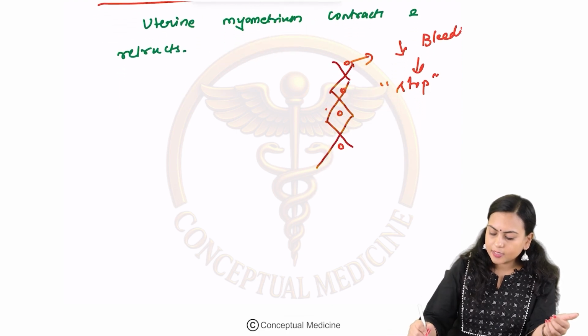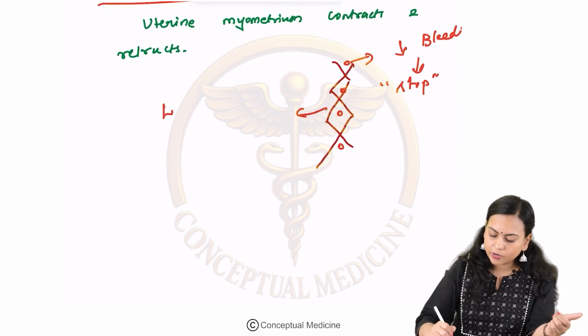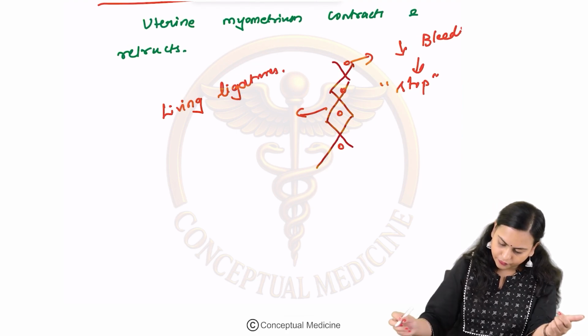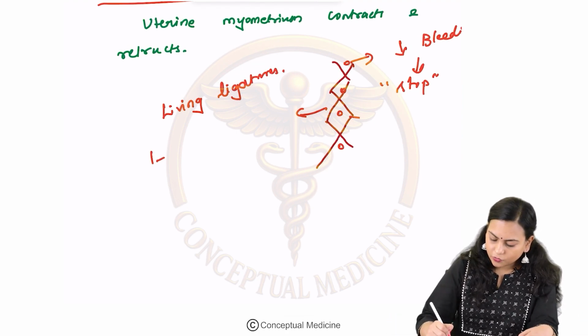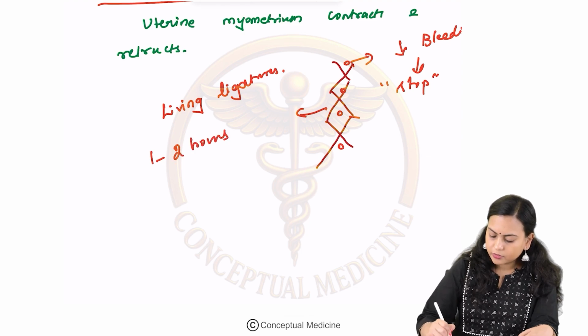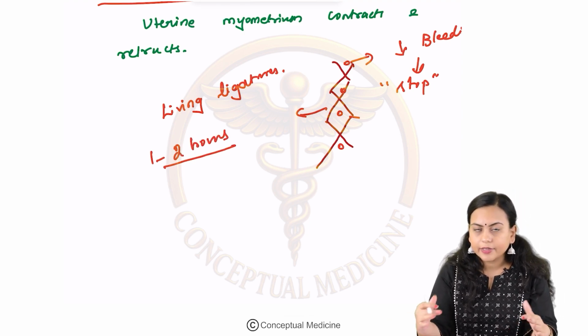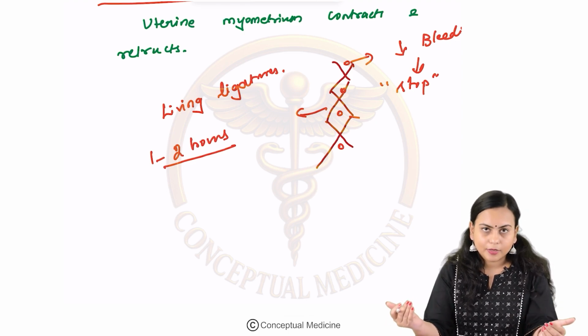Okay, hence this middle layer of myometrium is also called as what? Yes, living ligatures, and this will extend over 1 to 2 hours. Okay, when it is perfectly done, there will not be any postpartum hemorrhage.